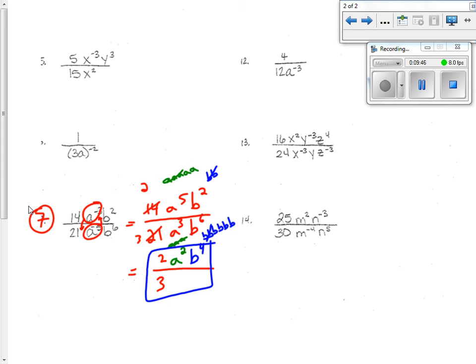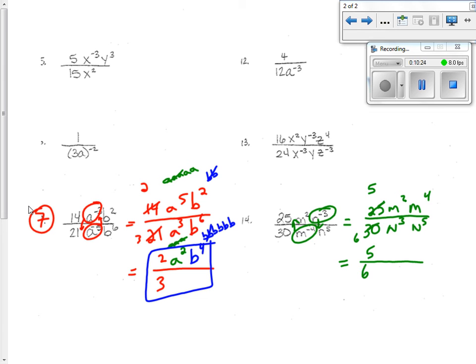And then one more, the number 14. I've got 25, that's fine, no negative exponent. M squared, no negative exponent. The 36 has no negative exponent, and the n to the 5th has no negative exponent. The things that have negative exponents are n to the negative third, so I need to bring that down. And the m to the negative fourth, so I need to bring that up. And my negative exponents are gone. I can reduce the numbers, so 5 goes into 25 5 times, and into 30 6 times, so I end up with 5/6.